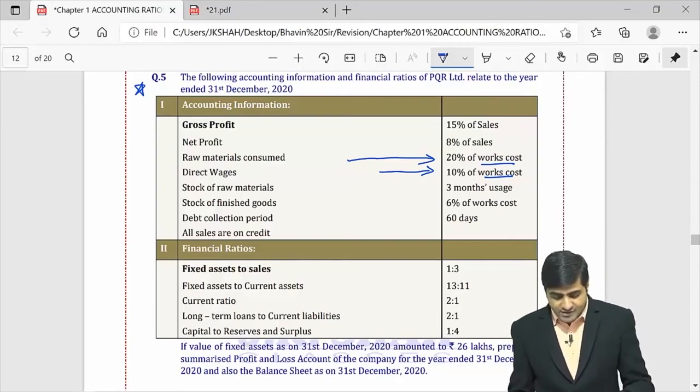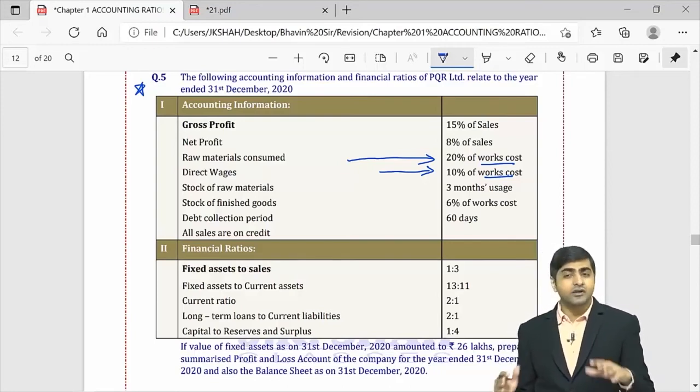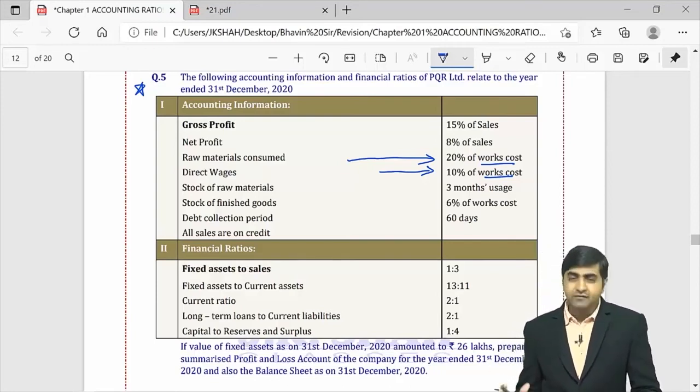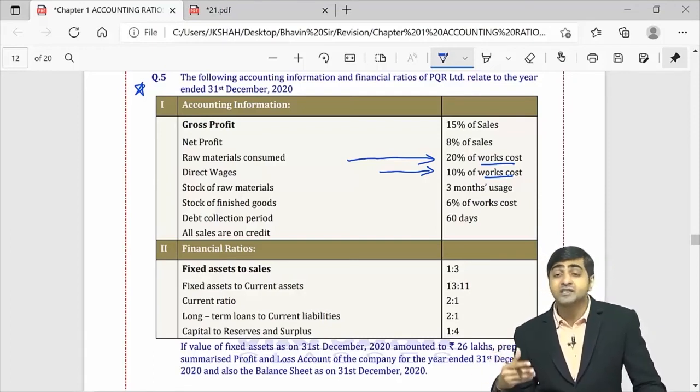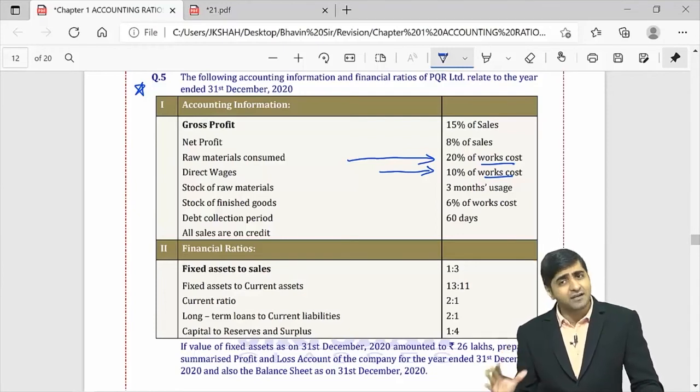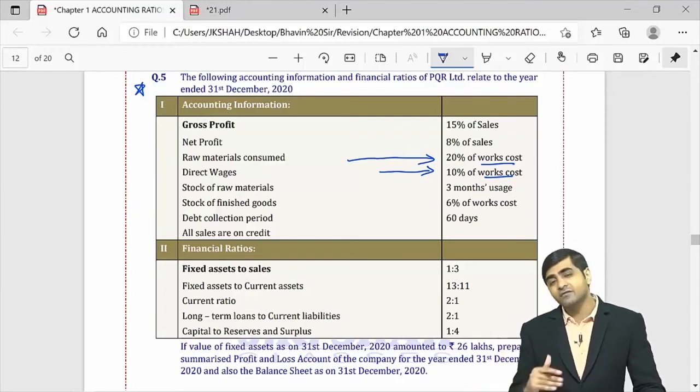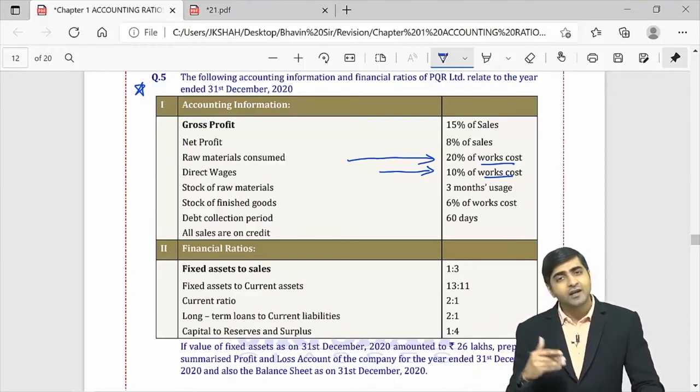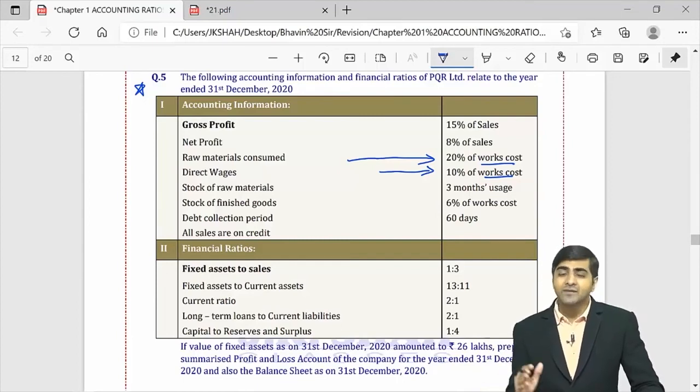And then my dear students, with the help of this, you can prepare your trading and profit and loss account. And we have to raw material consumed, to direct wages, to manufacturing or factory overheads, which is missing in this question, but that is nothing but 70% of the work cost. And then we are going to have by sales, to GP. Your GP will be brought down, and then other types of expenses will be debited in the P&L account to get your net profits.